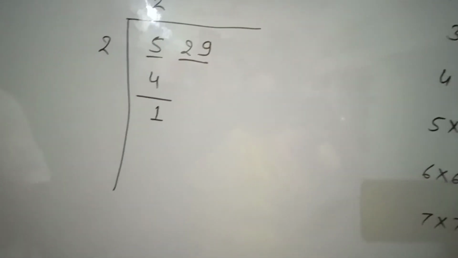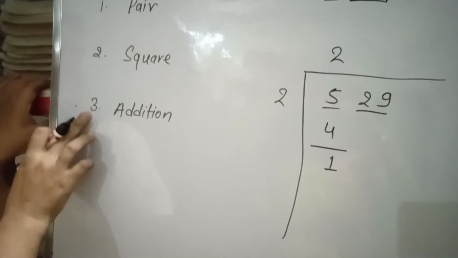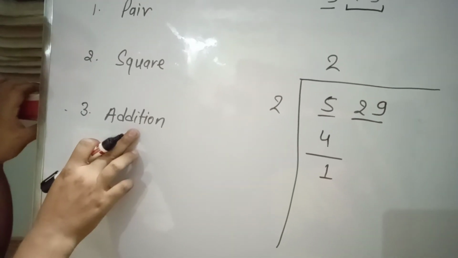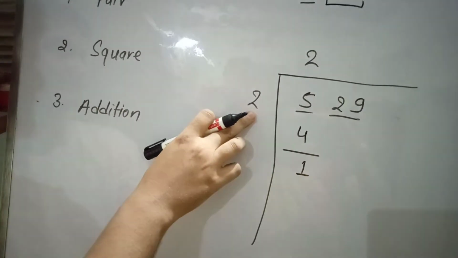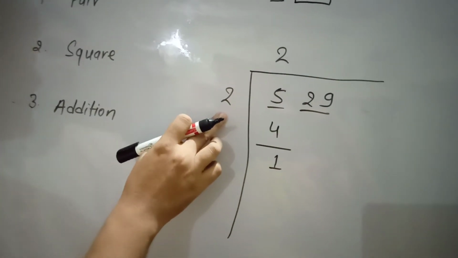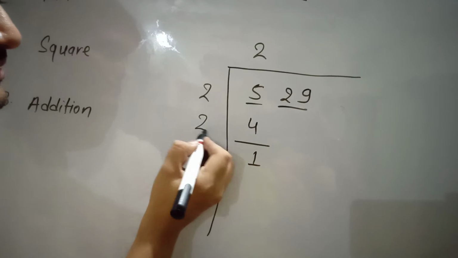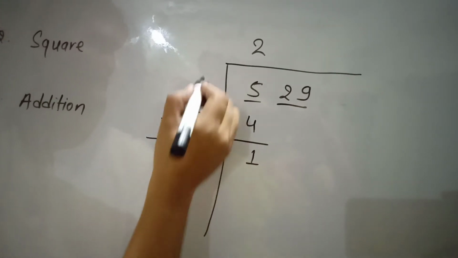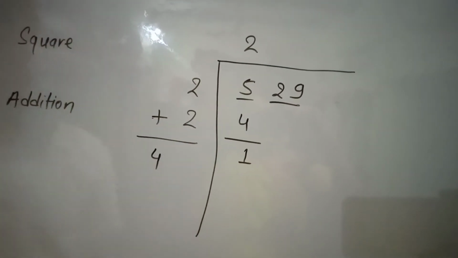After the division, the third rule will be applied. The third rule is addition. After each division, we will add the quotient with the divisor. So 2 is the quotient, so we will add 2 with the divisor. So we will get 4.